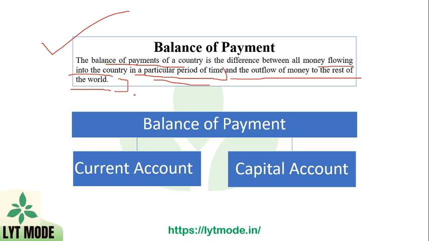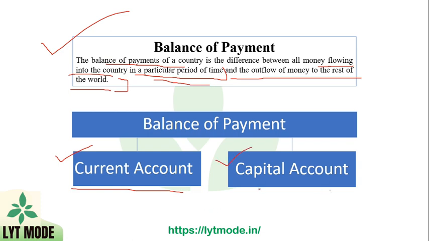For the calculation of balance of payment, there are two accounts which should be considered. First is the current account. It includes export and import of goods and services, with visible and invisible trade. This type of transaction increases or decreases the current level of consumption of a country.